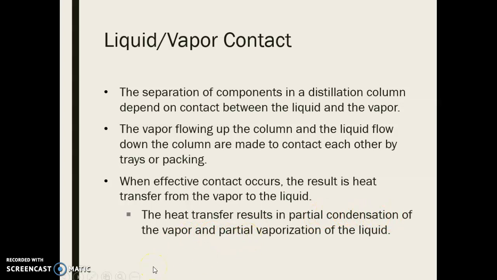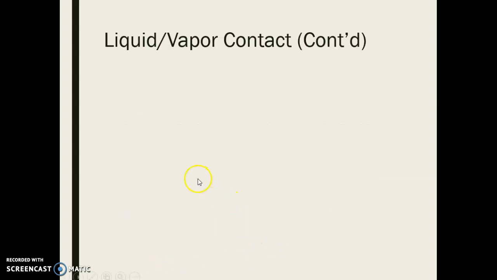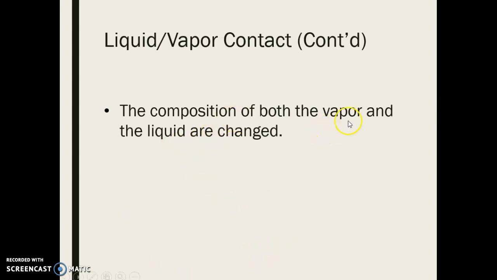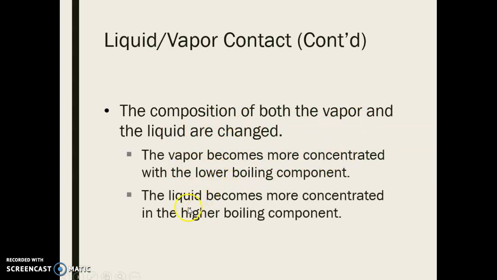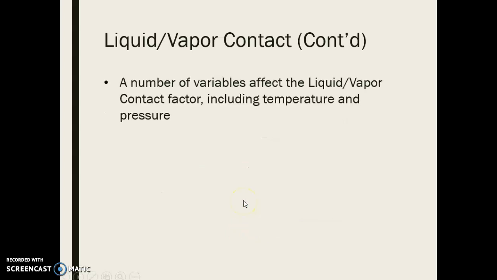To get the correct VLE, you have to have enough trays to have the flow so that the correct vapor-liquid equilibrium exchange occurs. This causes a more efficient separation as the vapor flow rises and the liquid flow sinks. Think of it that way. The composition of both vapor and liquid are changed. The vapor becomes more concentrated with the low boilers, which is the point of this whole distillation, and the liquid becomes more concentrated with the higher boilers.